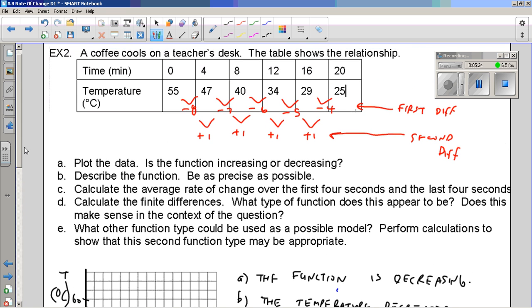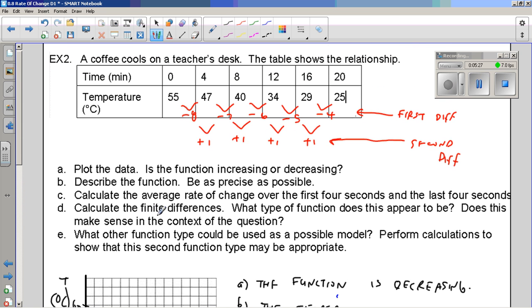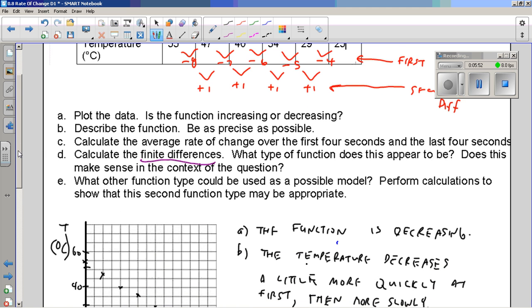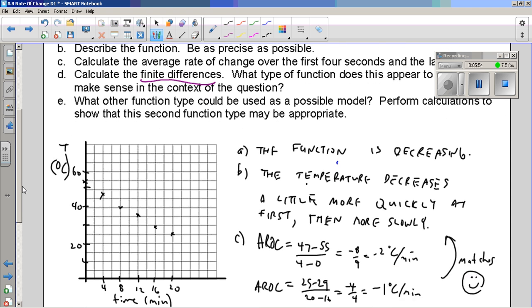How I got that was actually, if I look over the finite differences, and the finite differences are when I subtract adjacent y values, right? So I subtracted the adjacent y values. I did the first differences and the second differences, and I can see that the temperature is dropping a little more quickly at first than later, which kind of makes sense. If it's really, really hot, it'll cool more quickly at the start. And then I calculated some rate of change, right, from the table, and that matches what we were talking about.